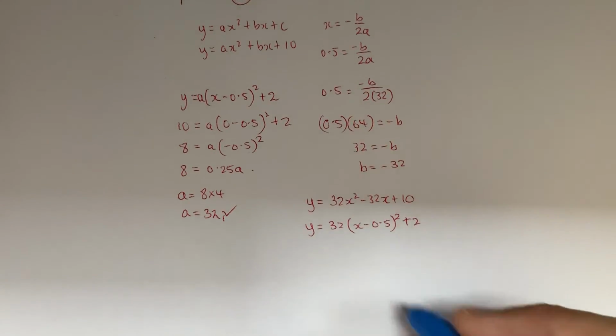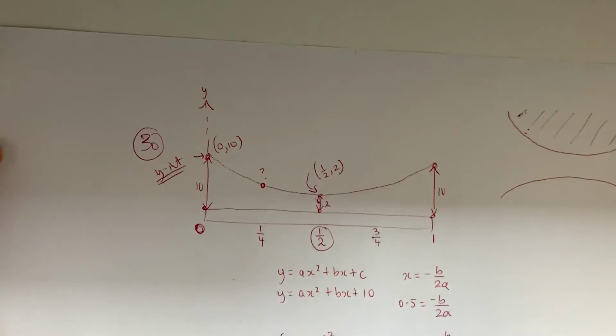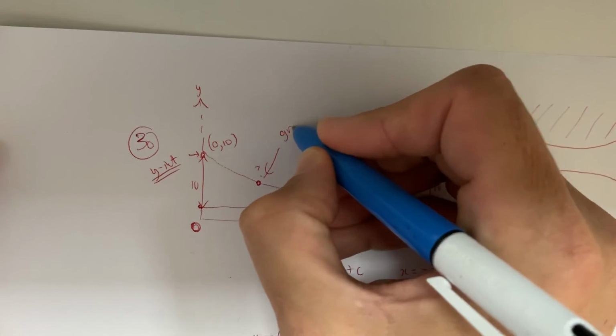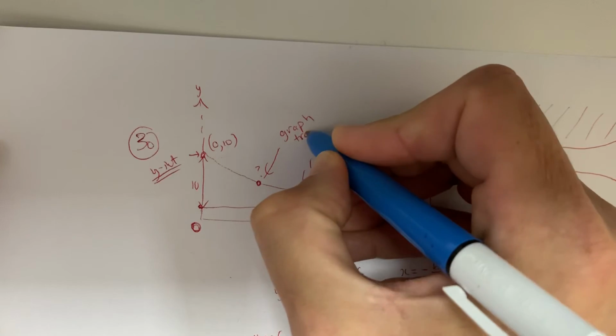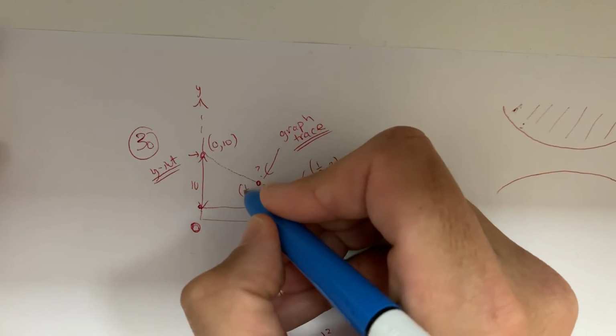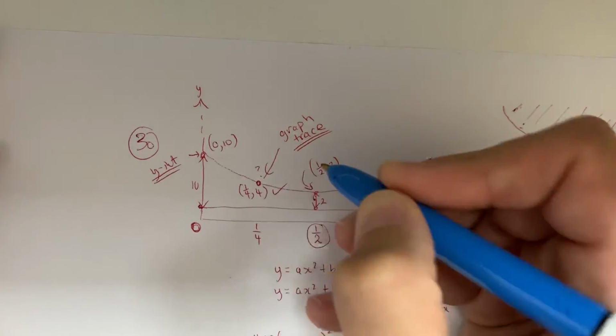When you put that into the GDC, you're going to get a graph, and you just use graph trace. Make sure that your window settings are all good, and the answer is 4. Done.